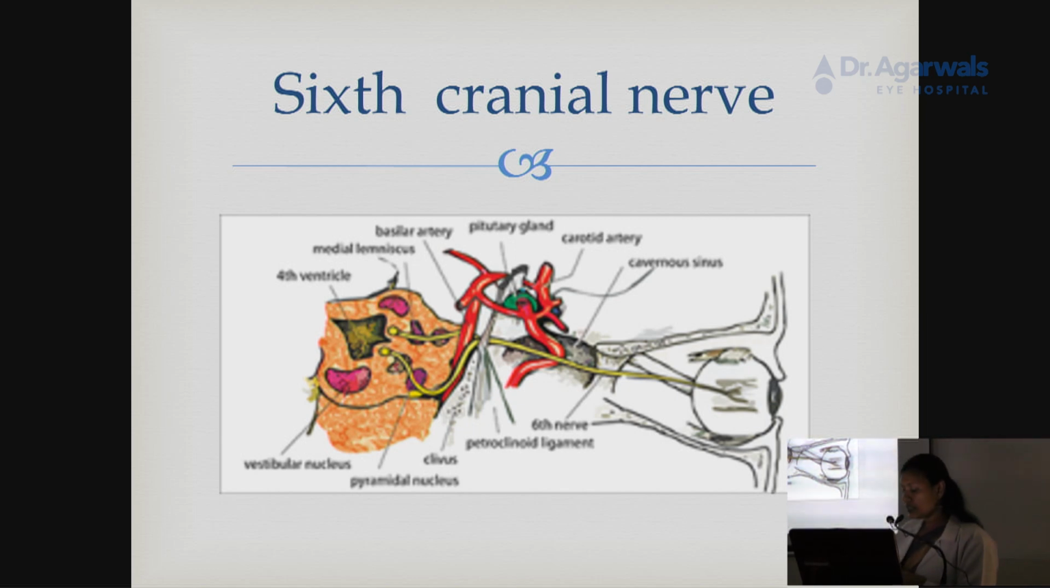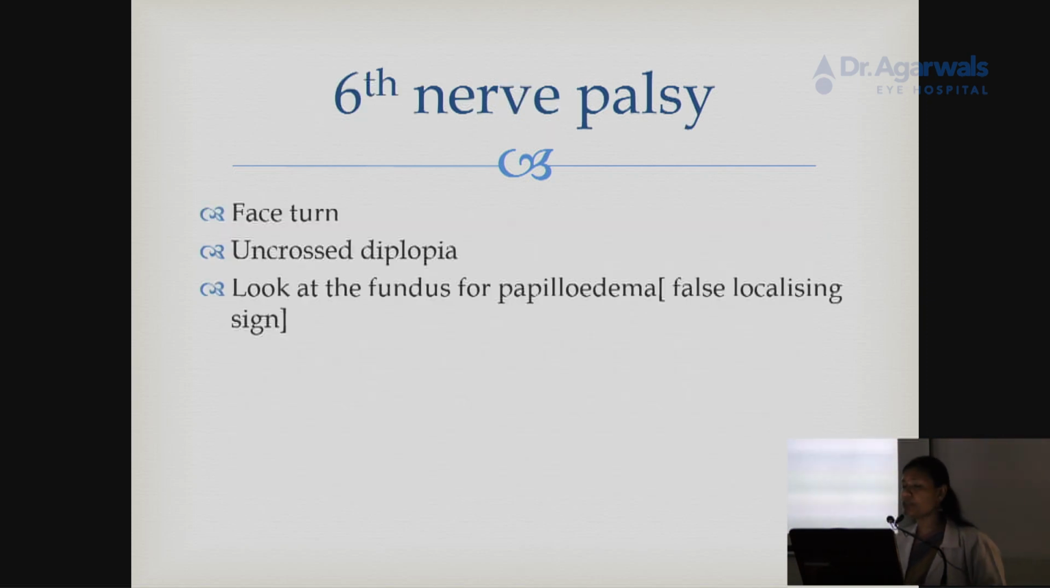So this is a portion which gets involved in cases of increased intracranial pressure because of the stretching of the nerve along the Dorello's canal, causing bilateral sixth nerve palsy. So in sixth nerve palsy, what are you going to have? The patient is going to have a face turn, because basically the patient doesn't want to have a diplopia. If I have a right sixth nerve palsy, obviously the patient will turn the face towards the right. So uncrossed diplopia, and look at the fundus to rule out papilledema, to rule out false localizing sign.